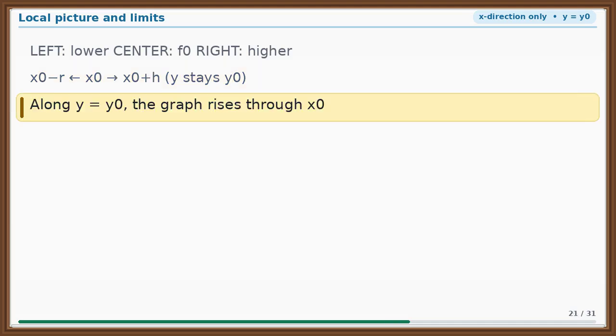So the correct intuitive sentence is this: along the horizontal slice y equals y0, the graph rises as it passes through x0 from left to right. This is the local x direction meaning of the positive partial derivative.